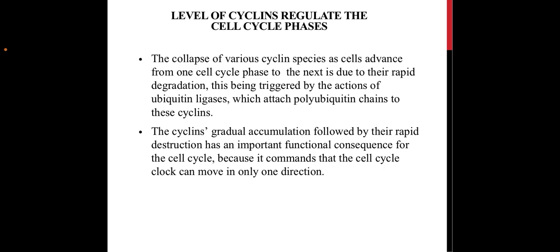The collapse of the various cyclin species as cells advance from one cell cycle phase to the next is due to rapid degradation, triggered by the activation of ubiquitin ligases which attach polyubiquitin chains to these cyclins. The cyclins' gradual accumulation followed by rapid destruction has an important functional consequence for the cell cycle: it commands that the cell cycle clock can move in only one direction.